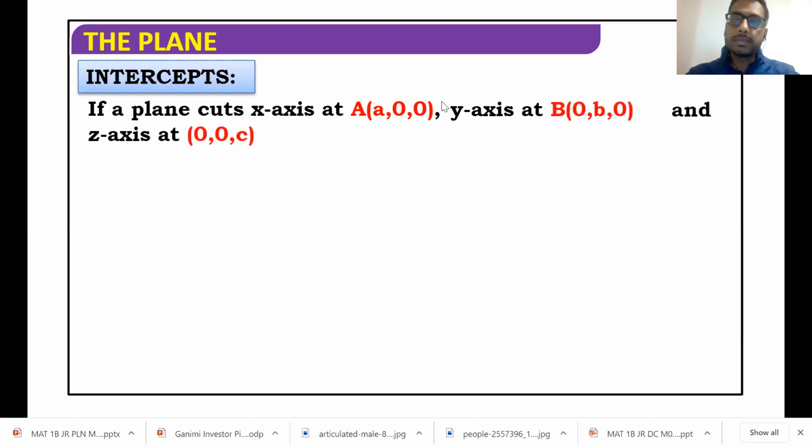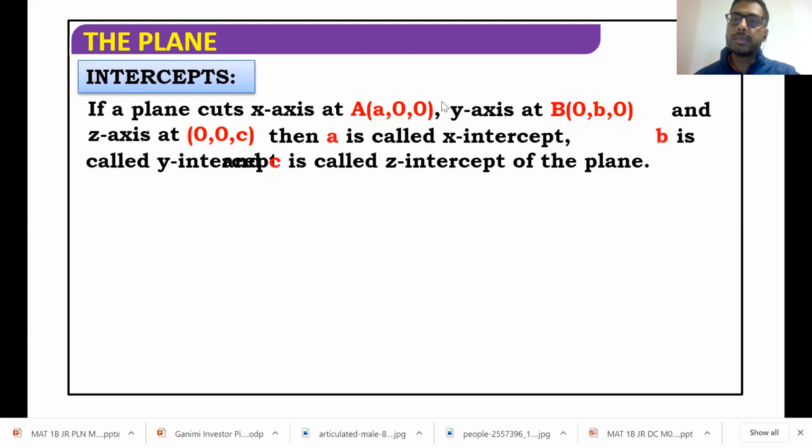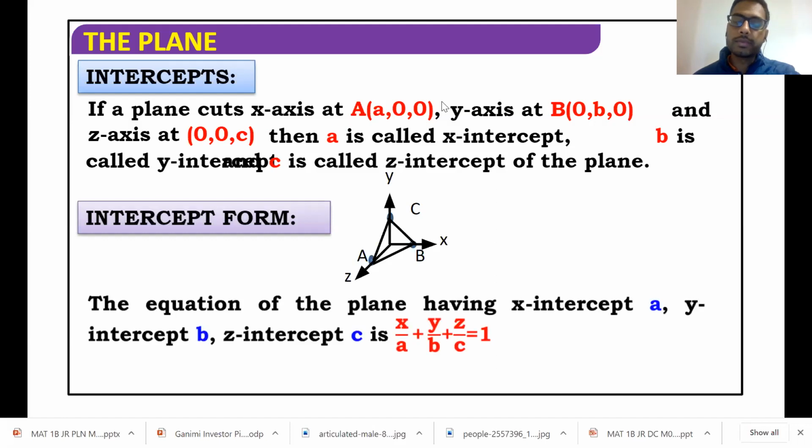So these are your intercepts. It is meeting the x-axis at a. As it is meeting the x-axis, its y and z coordinates are 0. So the coordinates of A are a, 0, 0. The coordinates of B would be 0, b, 0, and the coordinates of C would be 0, 0, c. You have all your 3 intercepts a, b, and c, where a is the x-intercept, b is the y-intercept, and c is the z-intercept. Then the equation can also be obtained using this formula, x by a plus y by b plus z by c is equal to 1.